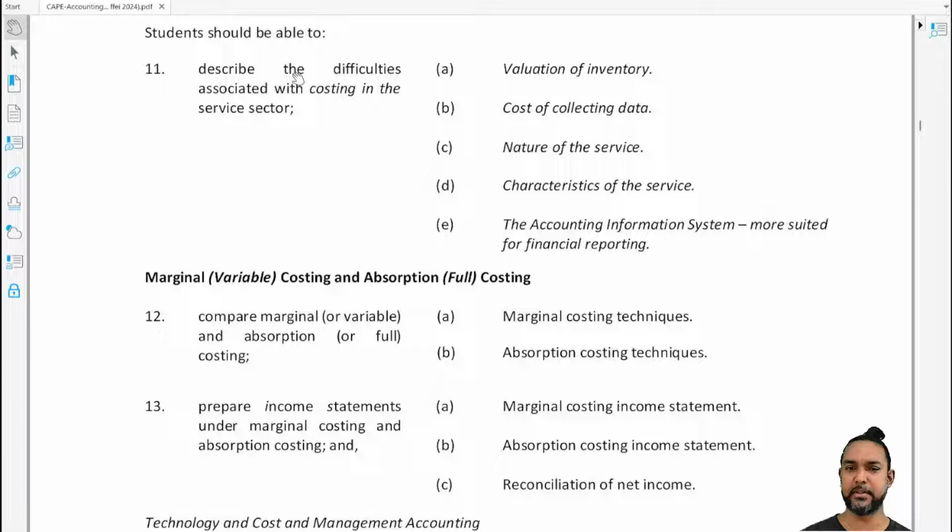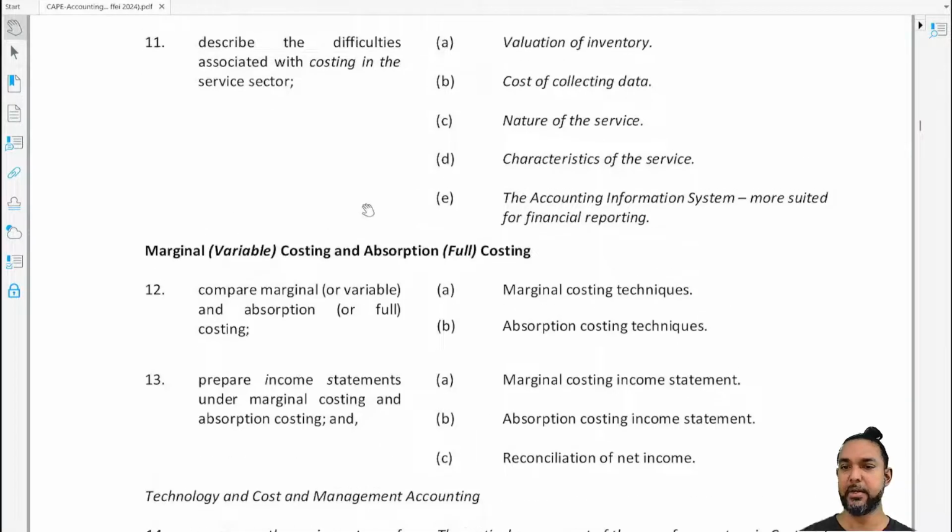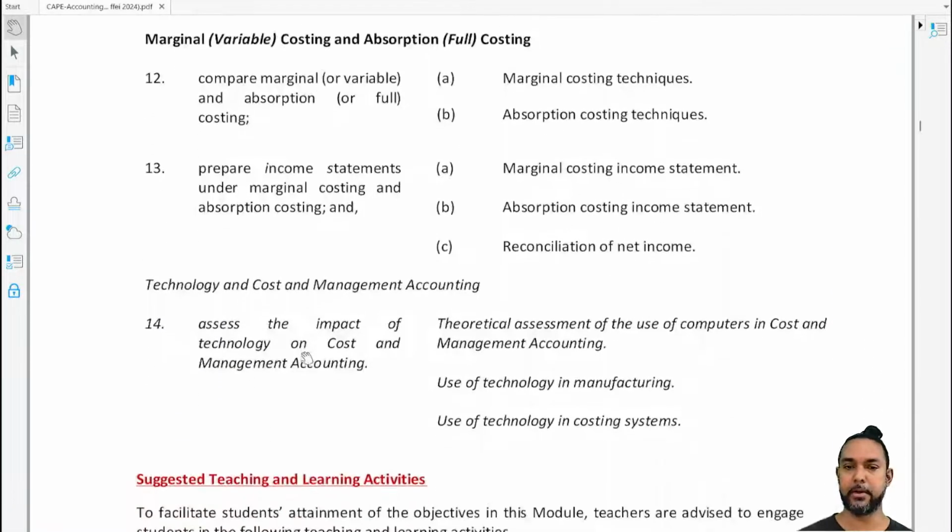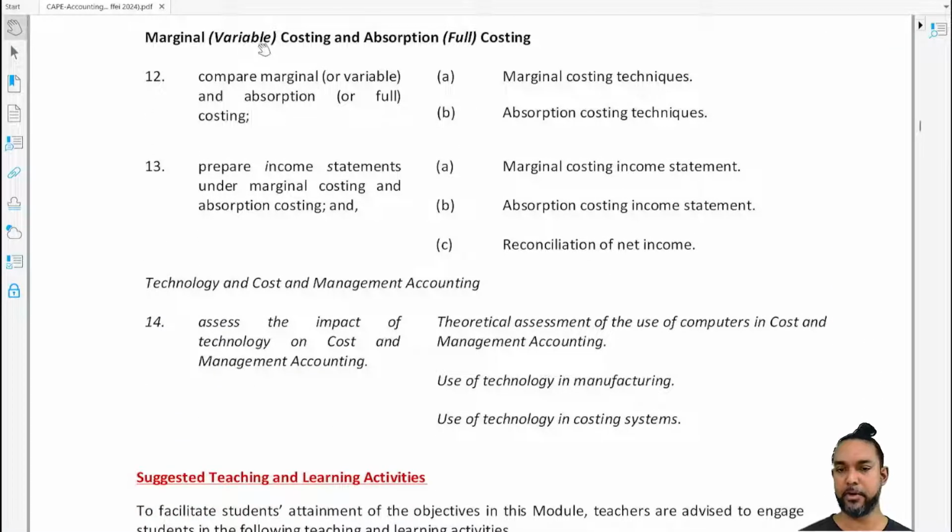There are some difficulties associated with costing in the service sector. So we'll take that list and check Google and AI to see what else they could provide us with in terms of others. Right, so here we are: marginal or variable costing and absorption or full costing.